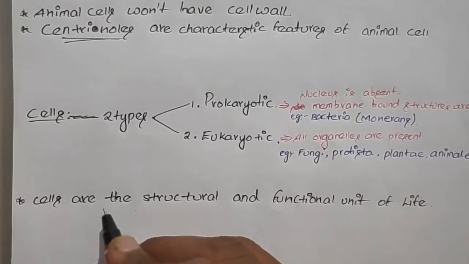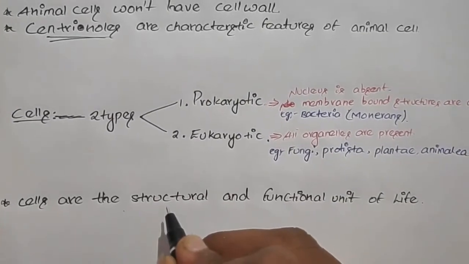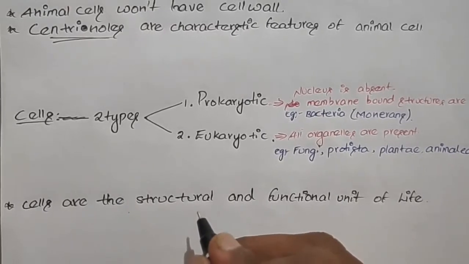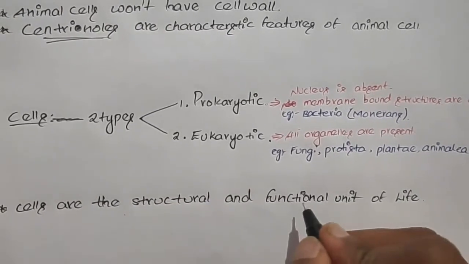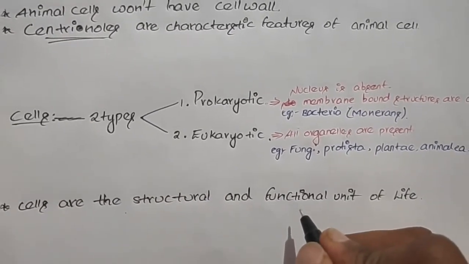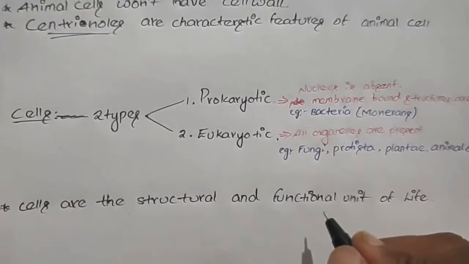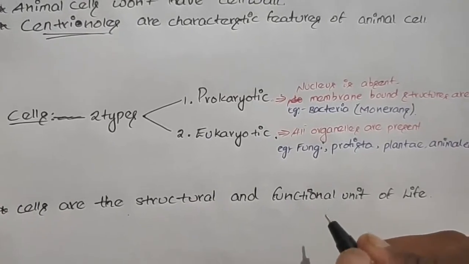Firstly, cell. Cells are the structural and functional unit of life. Structural means all the body of an organism is made up of cells, and functional unit of life means all the chemical reactions in our body take place by the cells. These cells are the reason why we are living today.